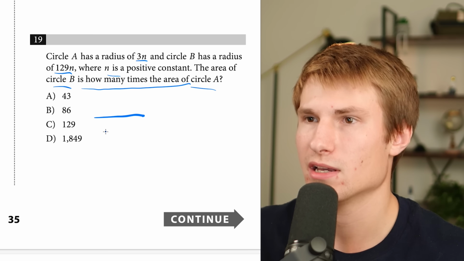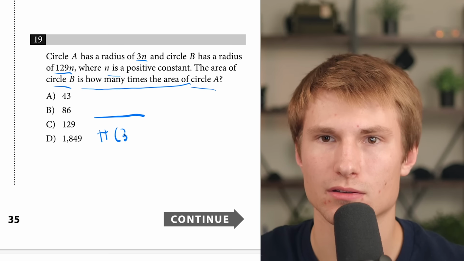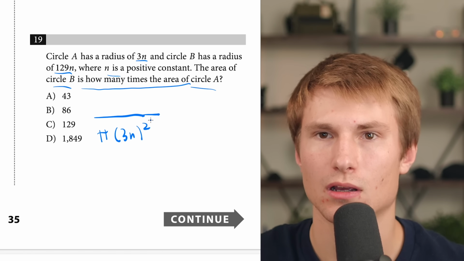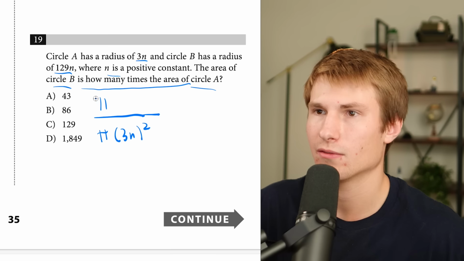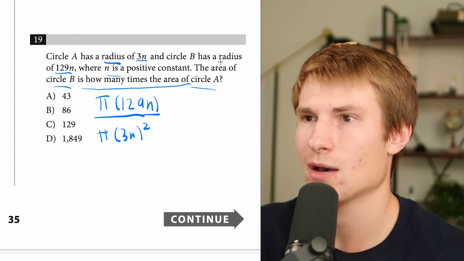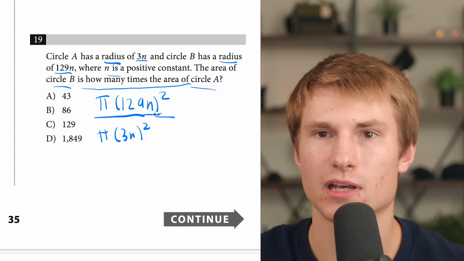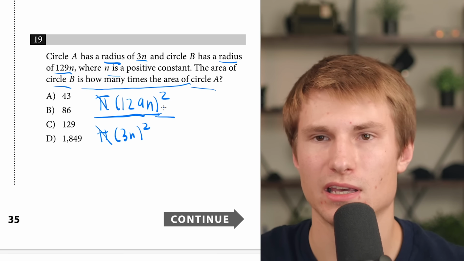Now keep in mind the area of a circle is pi r squared, so pi (3n) squared. Okay, and then on top we're going to have the same thing, it's also a circle, but in this case we have a radius of 129n. And always pay attention to whether it's a radius or a diameter. Okay, they could flip that on you, so always pay attention there. Now from here, got to recognize a couple things. Obviously our pi's are going to cancel.